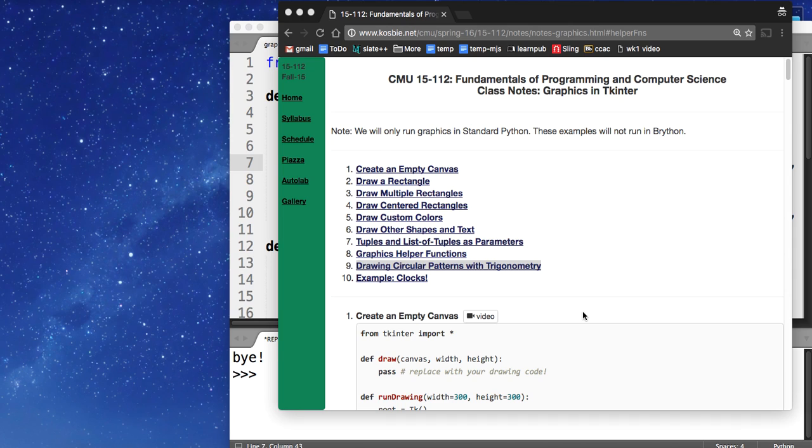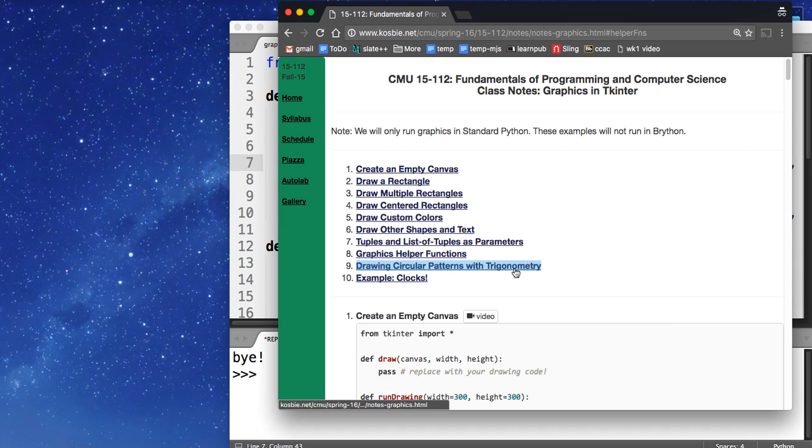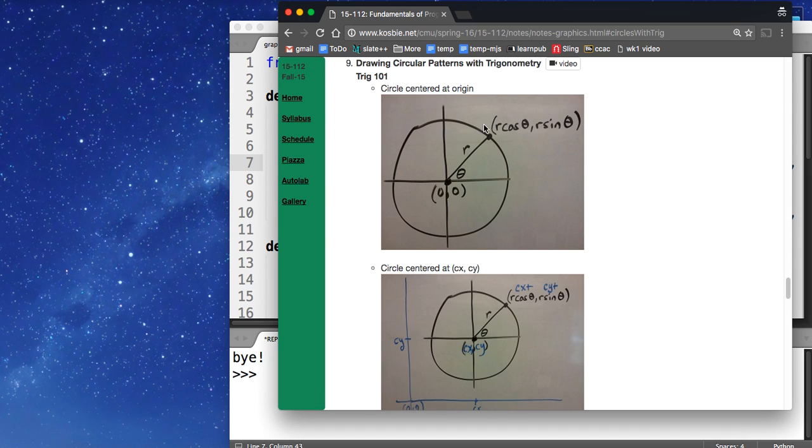Drawing circular patterns with trigonometry. All right, let's do just a little bit of trig here. This picture is the total amount of trig that you actually need from high school trig. If you have a circle centered at the origin, and you have an angle theta and some radius r, this point is at r cosine theta, r sine of theta.